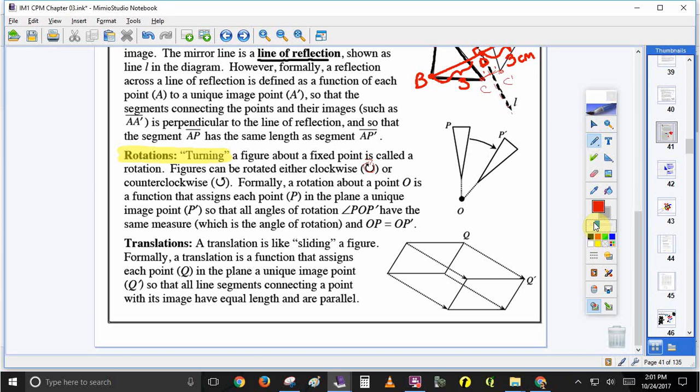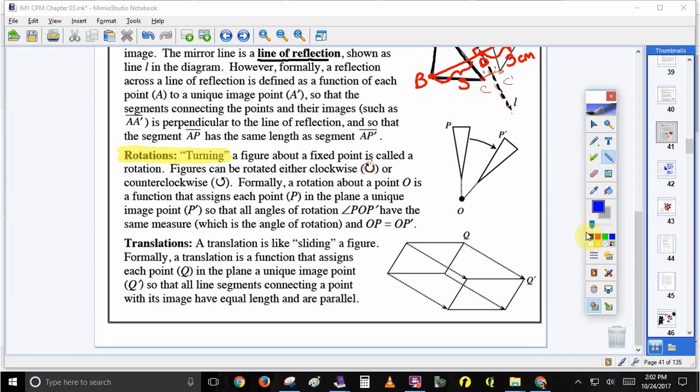Formally, a rotation about point O is a function that assigns each point P in the plane a unique image point, P prime, so that all angles of rotation, angle P O P prime, have the same measure, which is the angle of rotation. So again, let's talk about what that means.